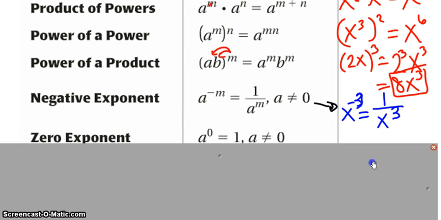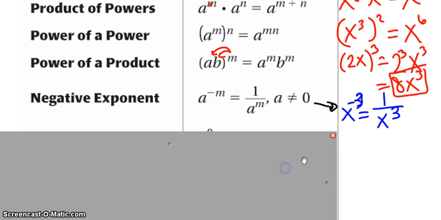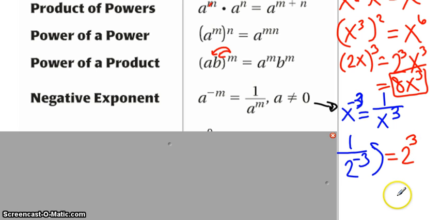The same thing goes if it's already on the bottom. So let me give you a different problem. Let's say it's 1 over 2 to the negative 3rd power. Instead of it being in the bottom, you would flip it and it would go to the top. So it would be 2 to the positive 3rd power. Again, when you flip it to the top, it becomes positive. And then of course you have to simplify that. Okay?